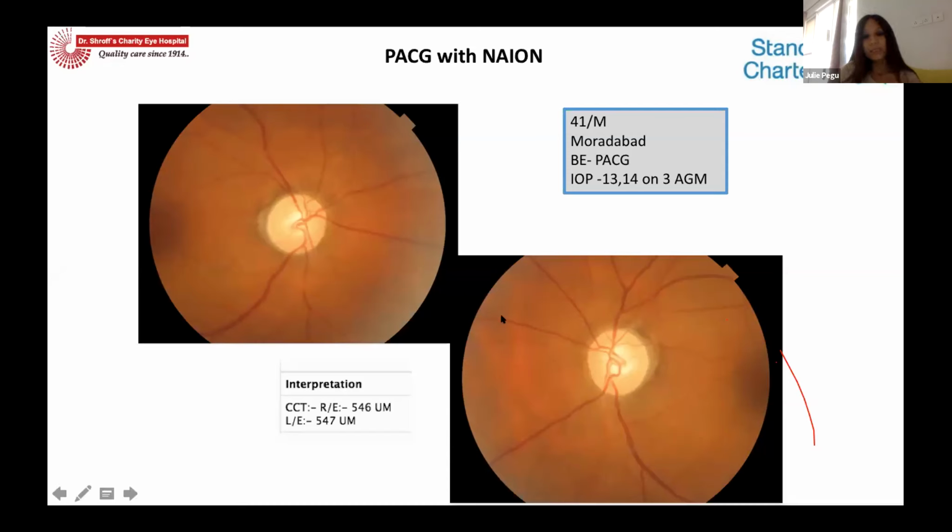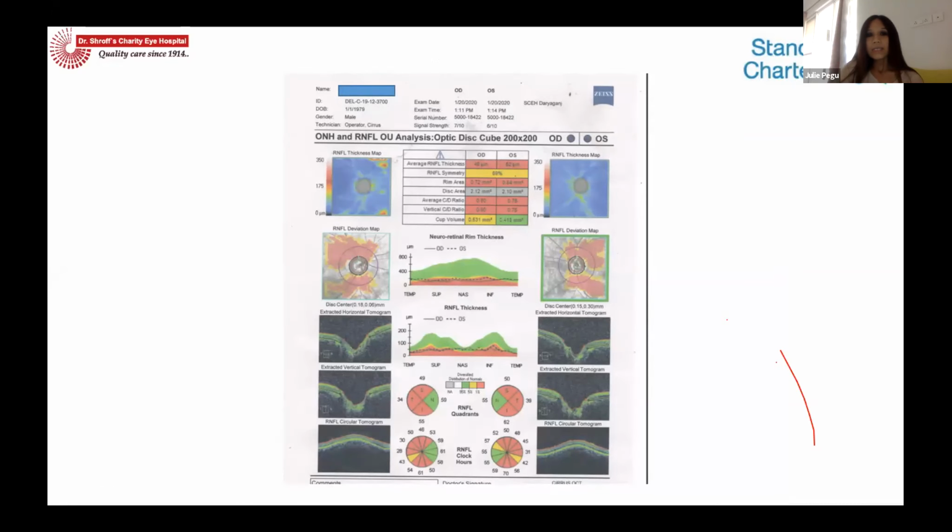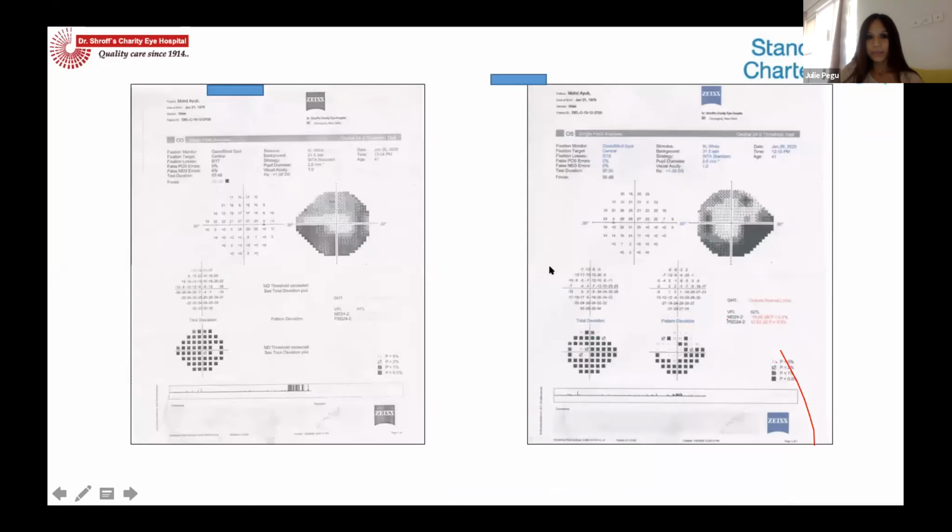But in this patient, the patient had high intraocular pressure and the neuroretinal rim is also appearing a little pale. So these are the patients when the pressures are very high, some kind of ischemic event had set in, and you get a picture like an NAION. In this, the OCT also confirms the diagnosis that there is a diffuse loss of the retinal fiber layer, and it's not in the arcuate pattern.